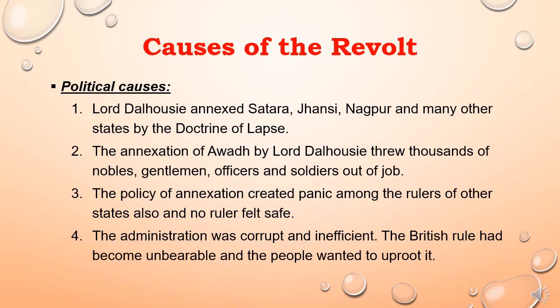The administration was corrupt and inefficient. Whatever administration there was, it was totally corrupt. They took bribes, and they were not even efficient in their work. The British rule had become unbearable, and people wanted to uproot it. The British had made policies that people did not like at all, and they were not happy with them at all. So they wanted to end the British rule in India.